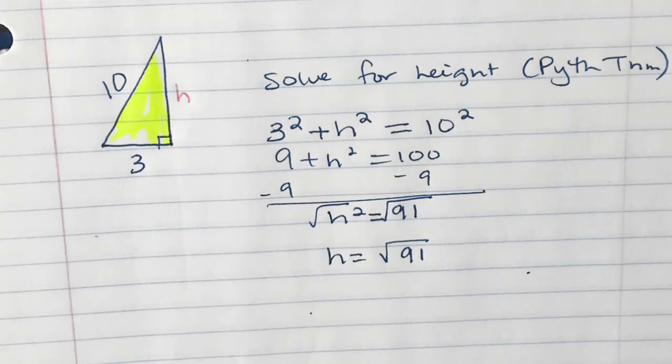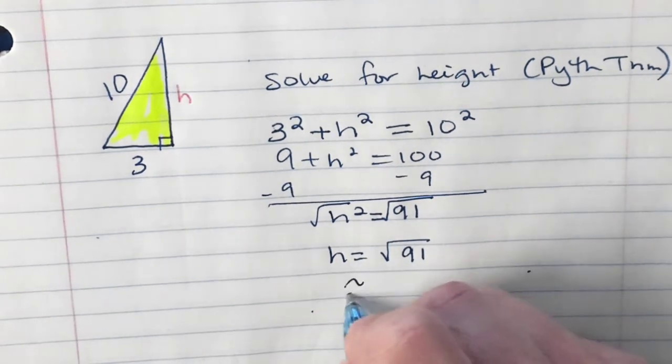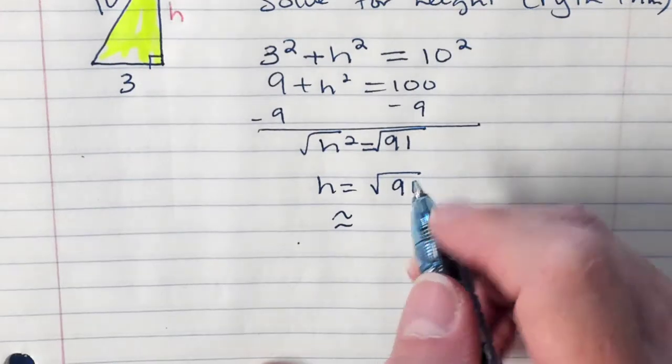You doing okay? I really don't know the exact value of the square root of 91, but my calculator does. So I'm going to type that in. And I'm going to round that to be just about 9.5.